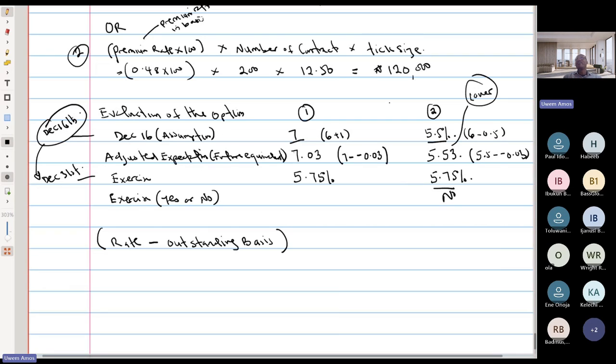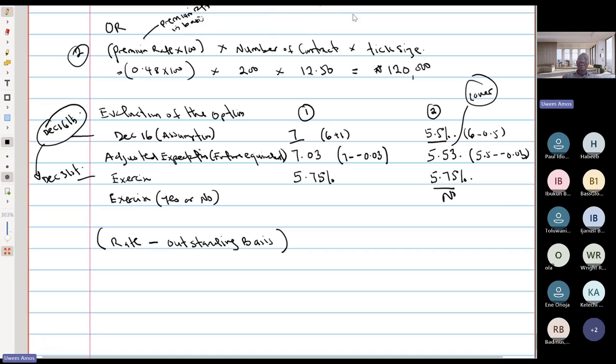Now, what if the other situation was the case? A situation where on December 16th, the interest rate had moved to 7.03. That is the interest rate in the market. But you have an option that gives you the right. You're not obligated to take it. It's a right to borrow at 5.75. Would you take the option and borrow at 5.75? Or you would say, I'm not taking the option, let me go and borrow in the market at 7.03.